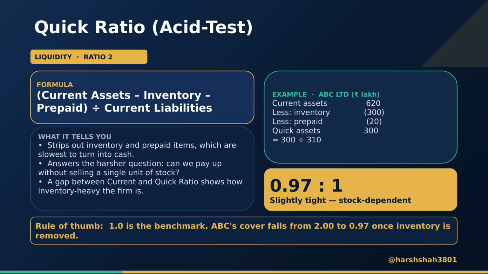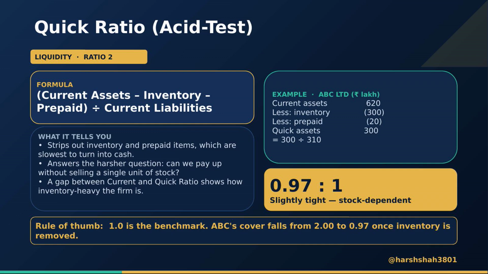Divide by current liabilities of 310, and we get 0.97 to 1. So what just happened here? We stripped out inventory and prepaid items, the slowest things to actually turn into cash. This ratio answers a much harsher question. Can we pay up without selling a single unit of stock? Now notice something important. The ratio dropped from 2.00 all the way down to 0.97 once we removed inventory.